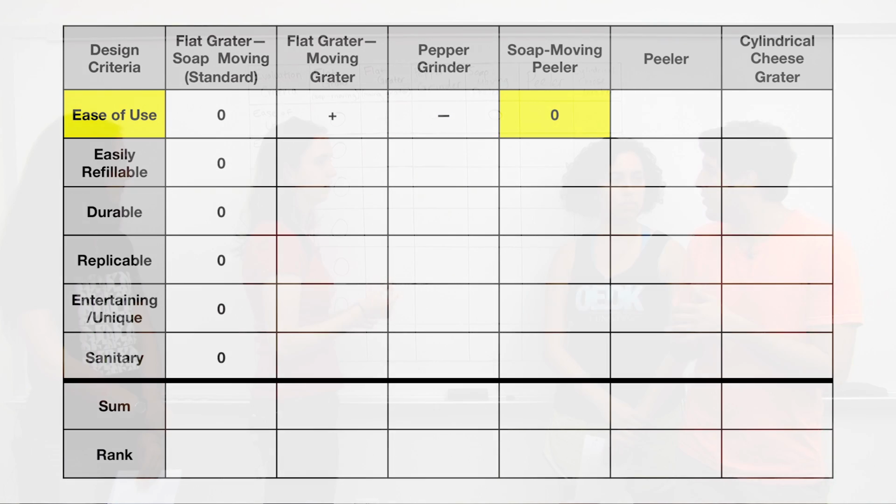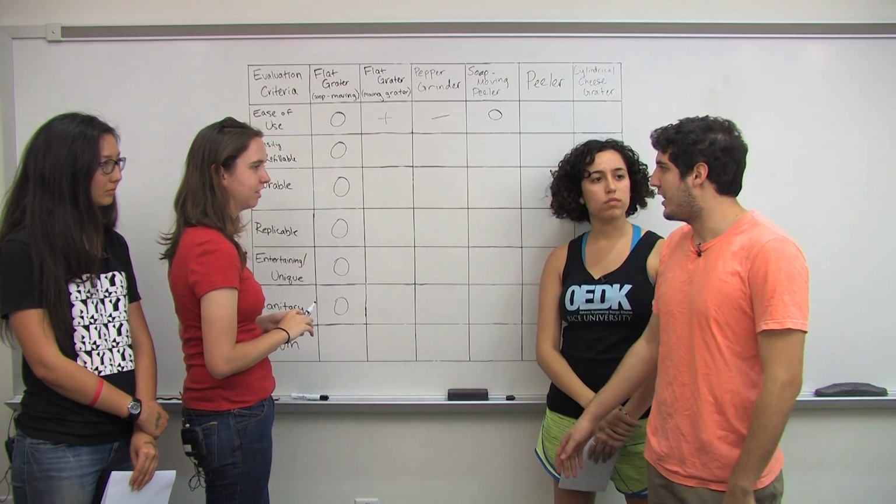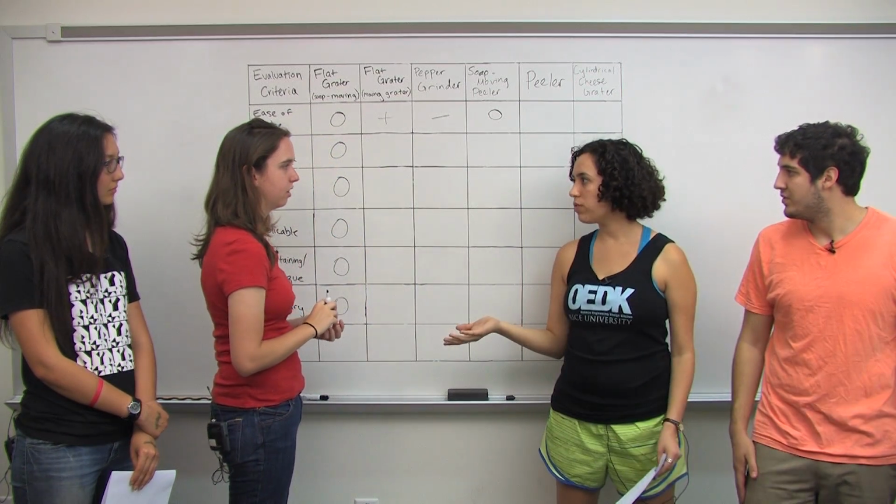Once you've filled out the whole chart for each of the different categories, you're going to sum the bottom rows and then rank them against each other. We should fill out the whole chart now.